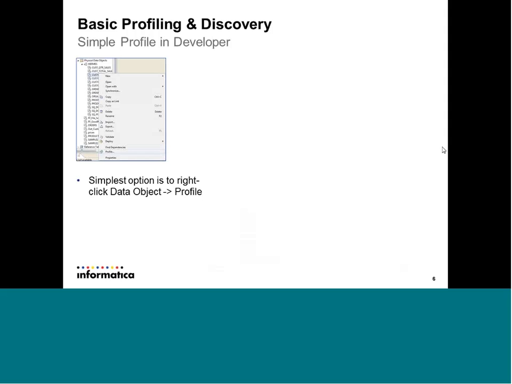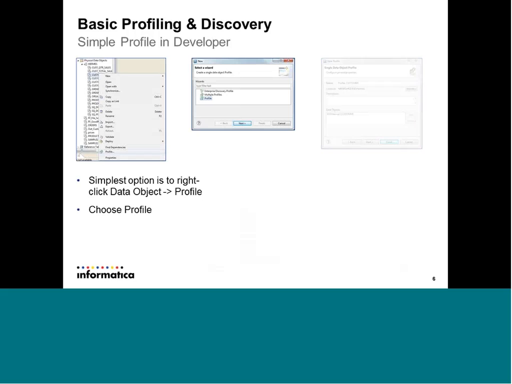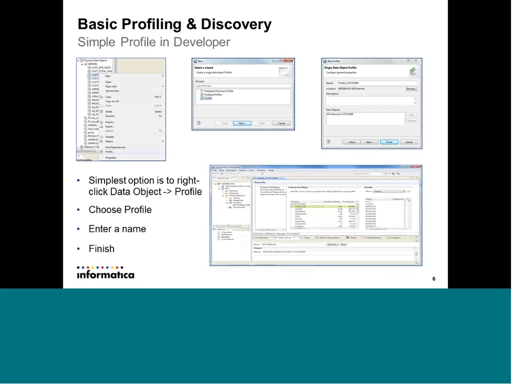Similar in the Developer, it's just a couple of steps. The simplest option is just to right-click a data object that you've created, choose profile, select that you want to profile that, give it a location, and then just hit finish. And again, you get similar results. So very, very quick, and you can get those results quite quickly.